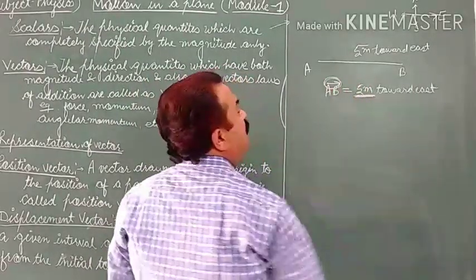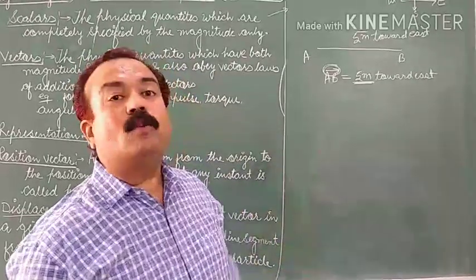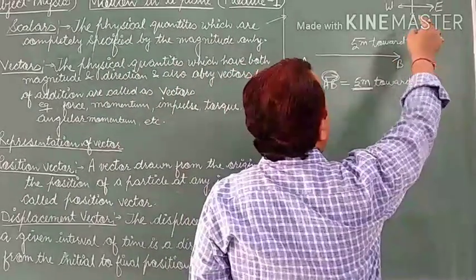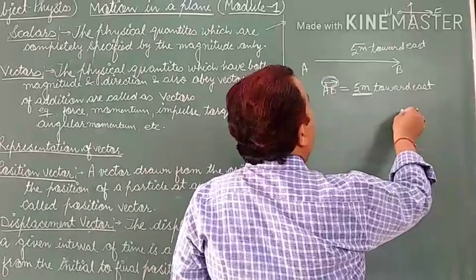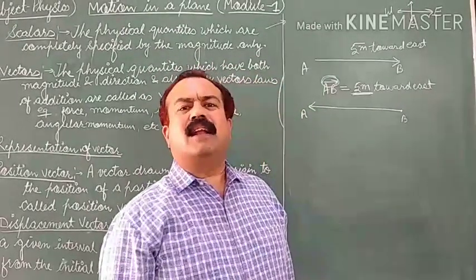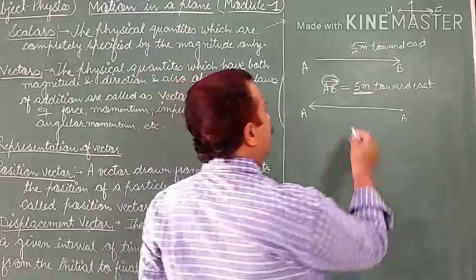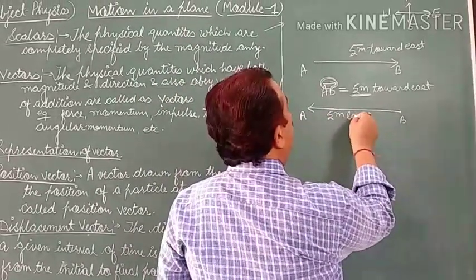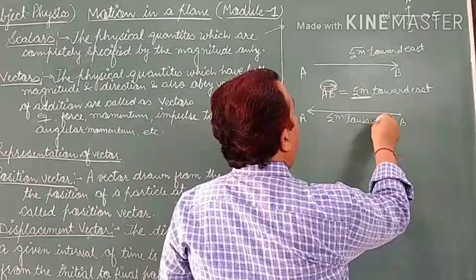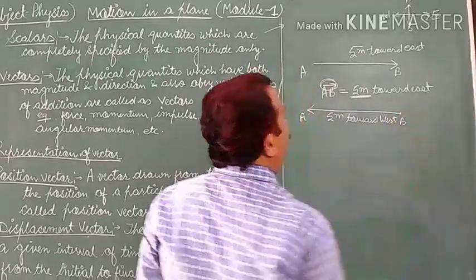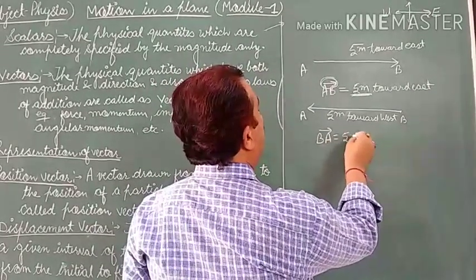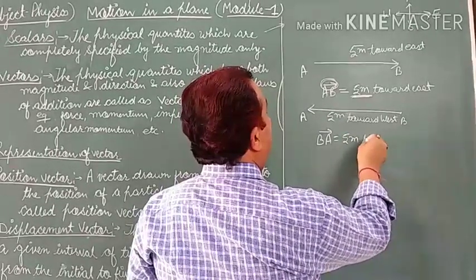Here this is the sign which converts AB into a vector quantity. But in another condition, if a person is moving from its position B toward west, then how can we show its vector? Simply we can show vector B is equal to 5 meter toward west.